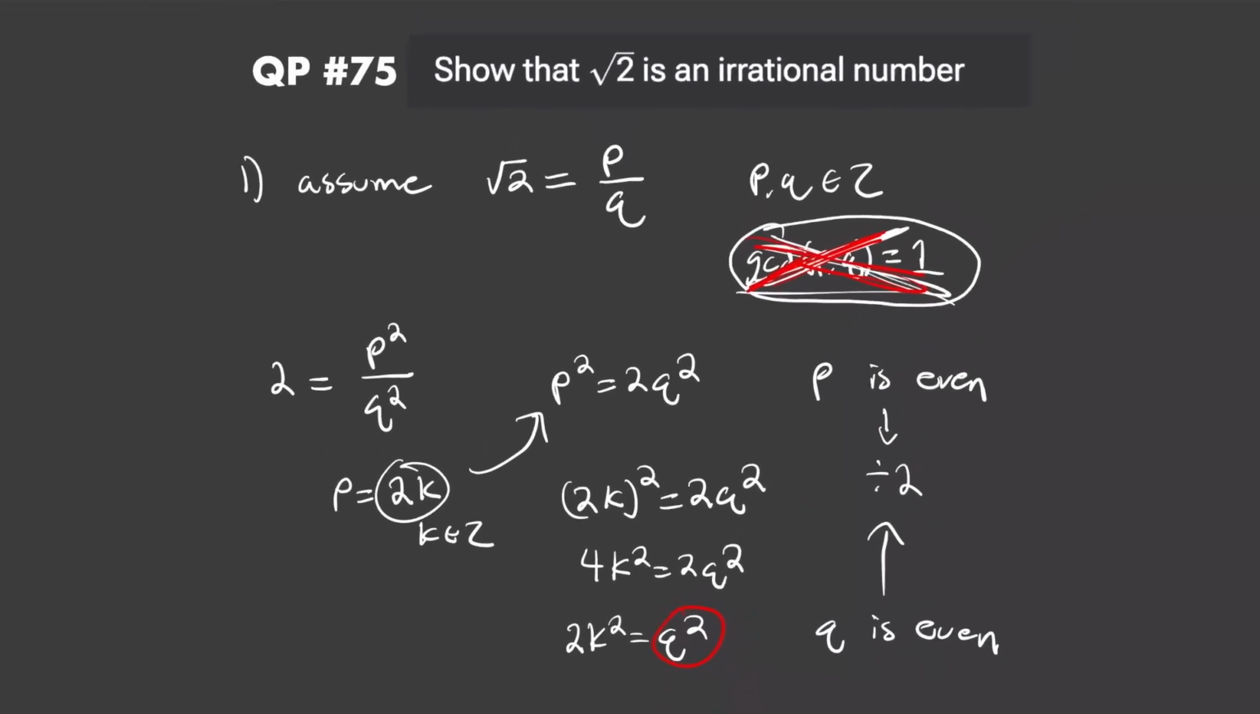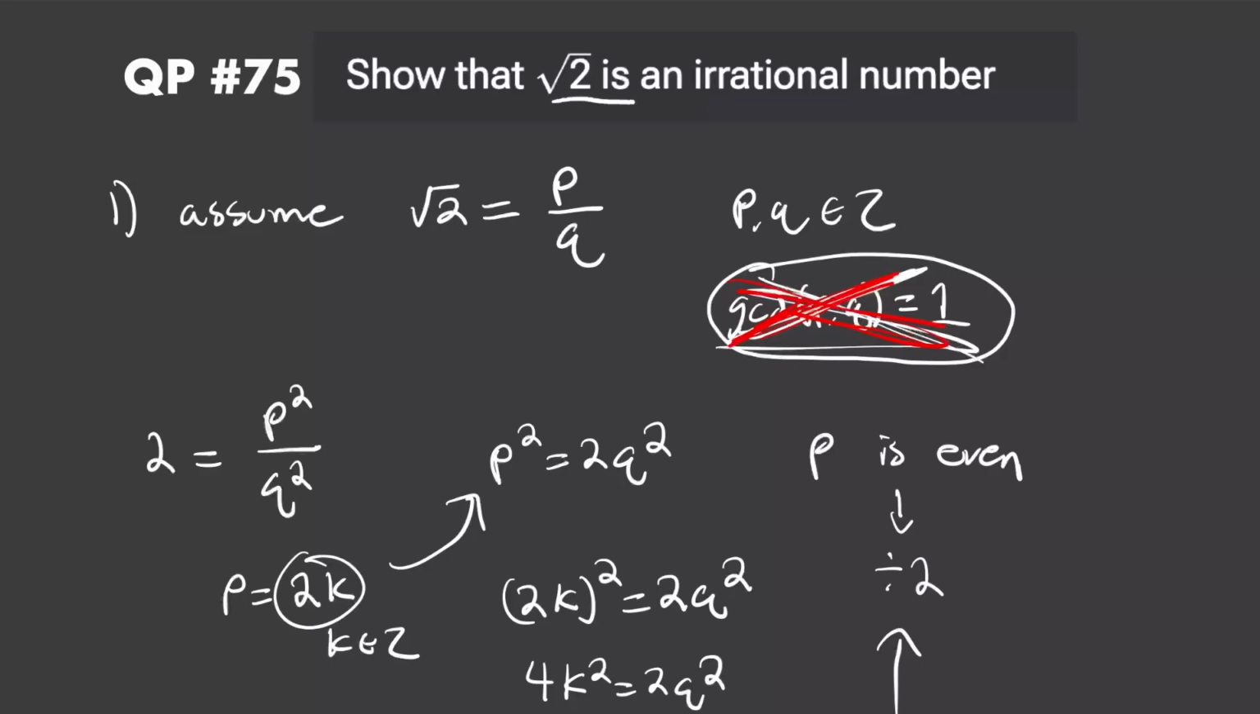So that contradiction right there completes the proof that root 2 is in fact irrational. That's because when we assumed it to be rational, it didn't make any sense, so therefore it must be irrational.